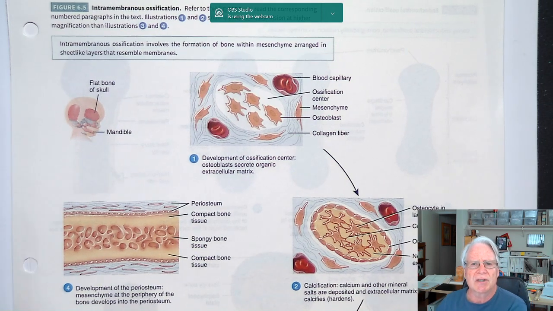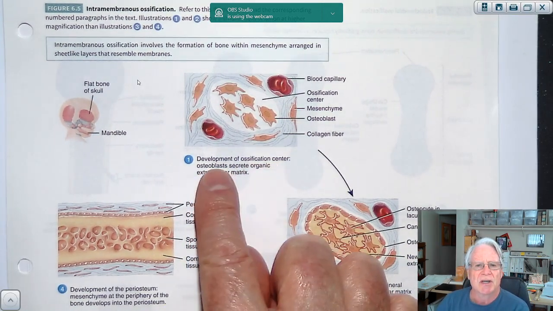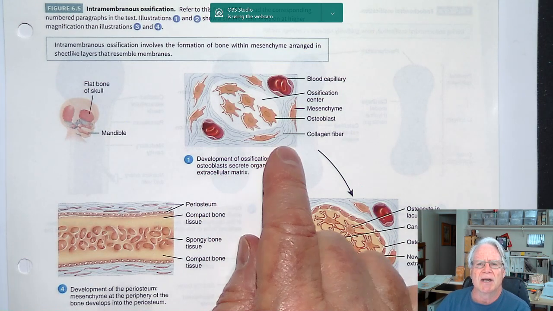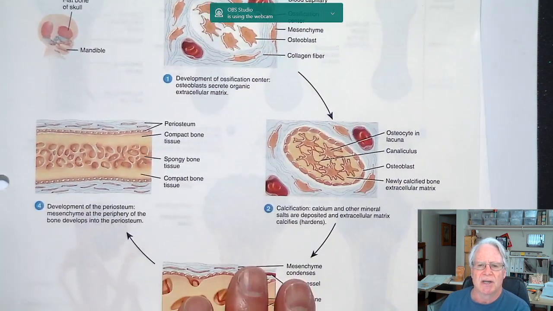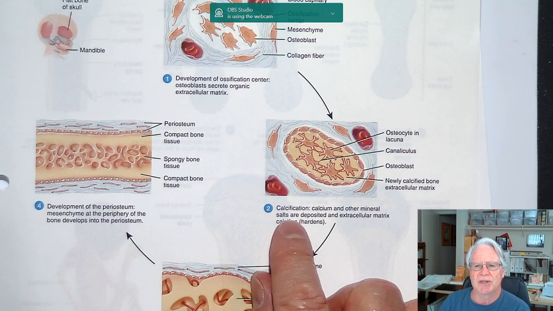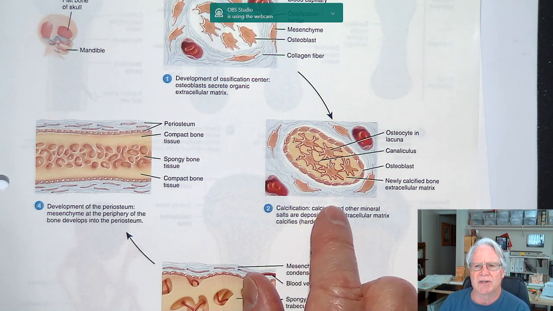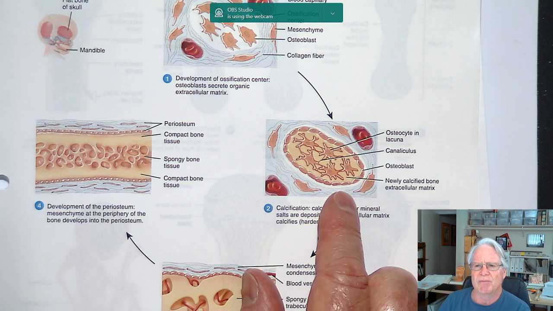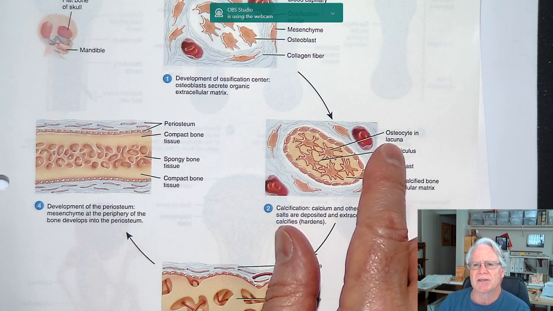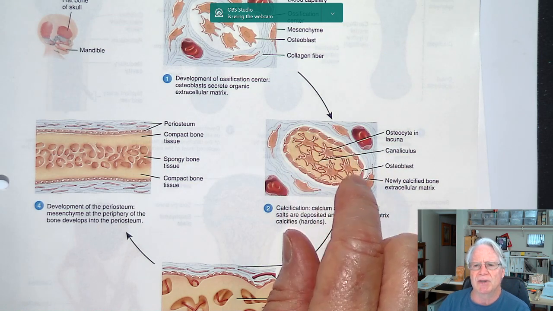So here, as you can see, step 1 is the development of the ossification center. Osteoblasts secrete organic extracellular matrix. And then the next step is calcification. Calcium and other mineral salts are deposited, and the extracellular matrix calcifies and hardens. So we're beginning to form bone material, and the osteocyte is now trapped within that matrix.